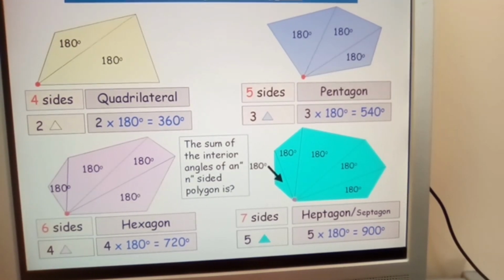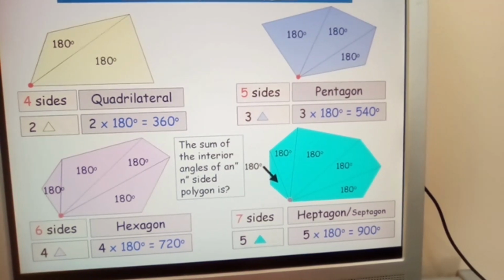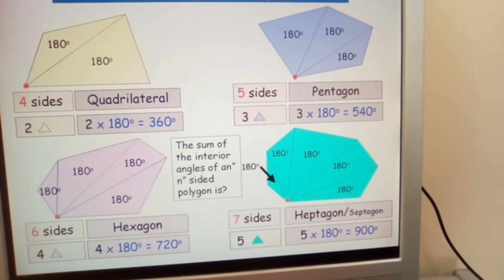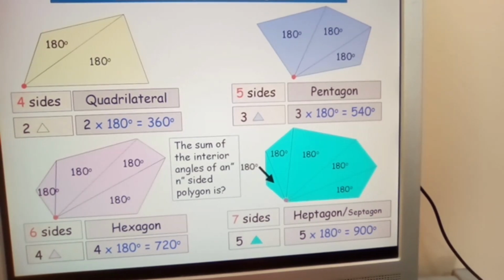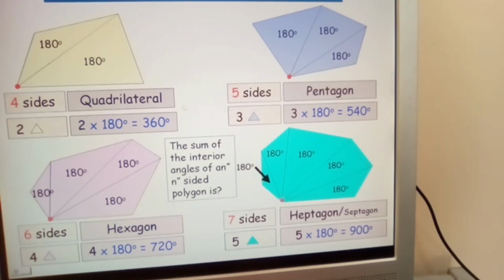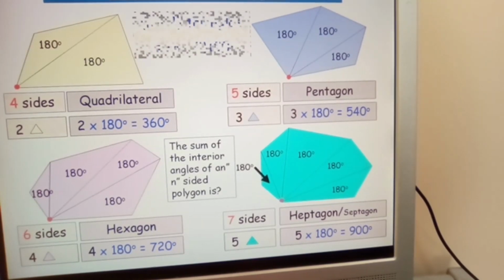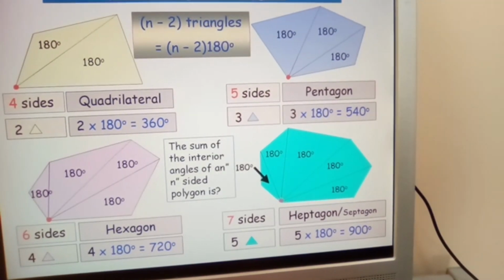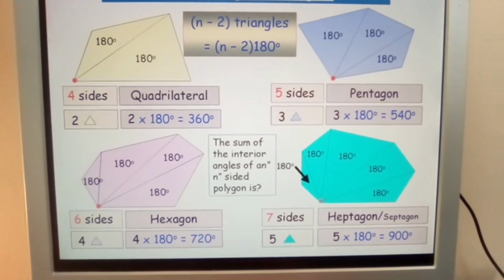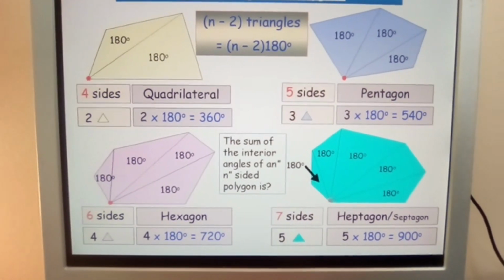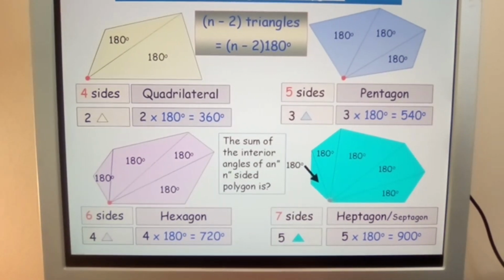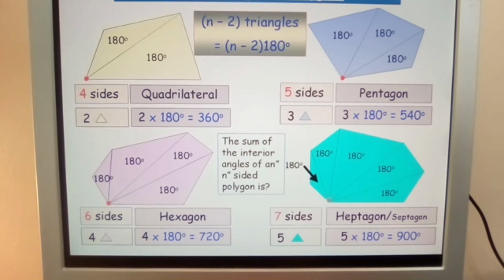The sum of interior angles of an n-sided polygon is 180 degrees. Now the formula you need to look at and keep in mind is n minus 2 triangles equals n minus 2 times 180.